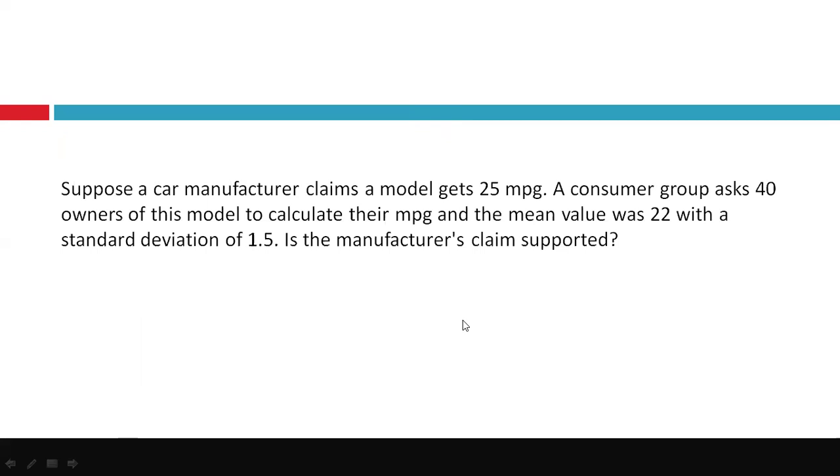Okay, next question is: suppose a car manufacturer claims... So now we are going to look at the hypothesis test. Okay, the assignment. So what is the answer for this?